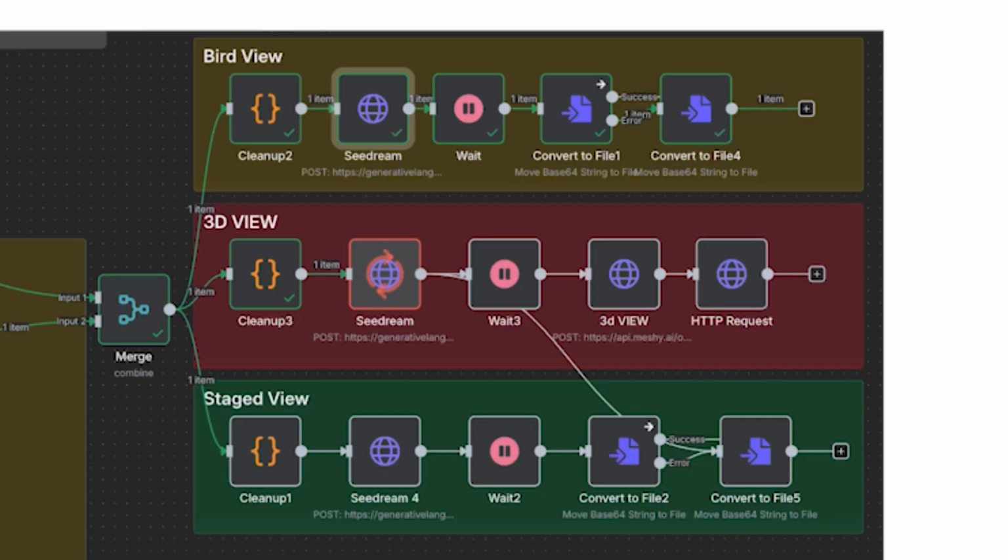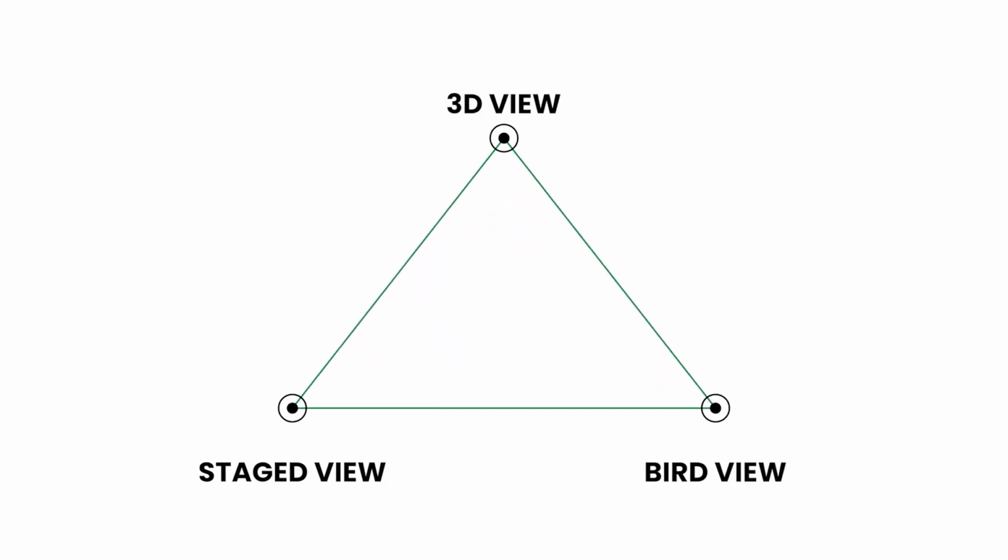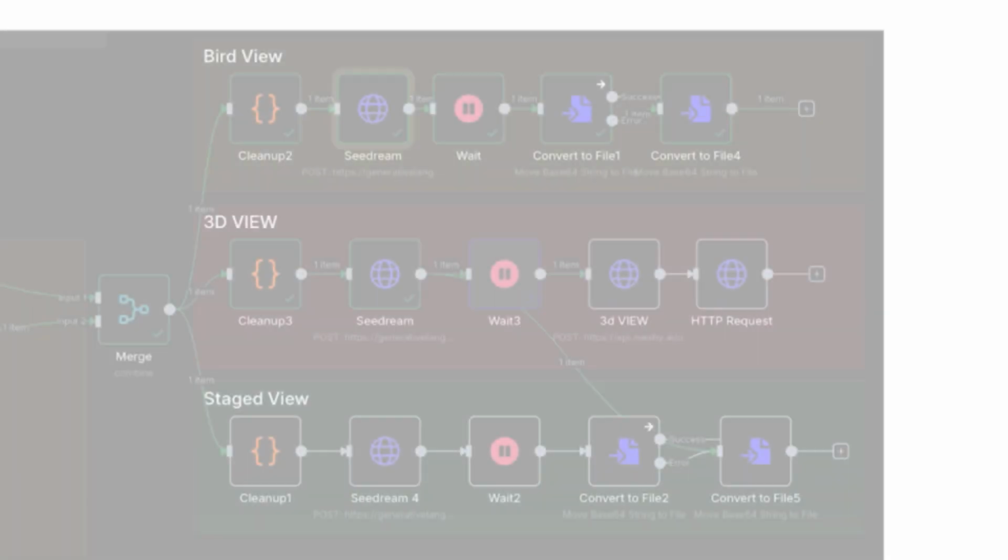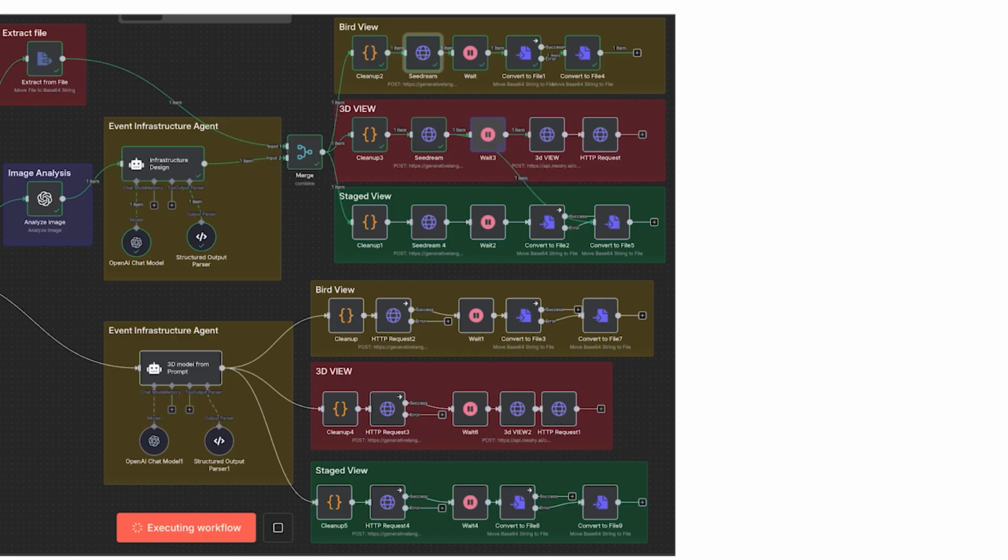Now, here's the magic, the right side of the workflow. Everything runs in parallel. I'm generating 3 different view types simultaneously: bird view, 3D view, and staged view. And I'm actually running 2 variations of each. That's why you see duplicate chains. Let's break down one chain. They all work the same way.